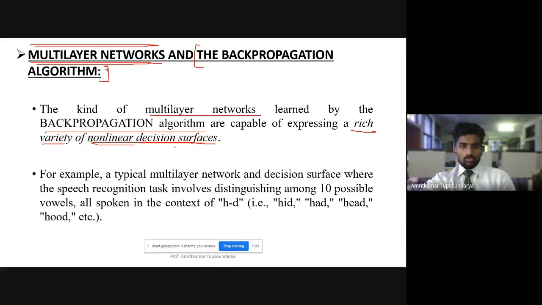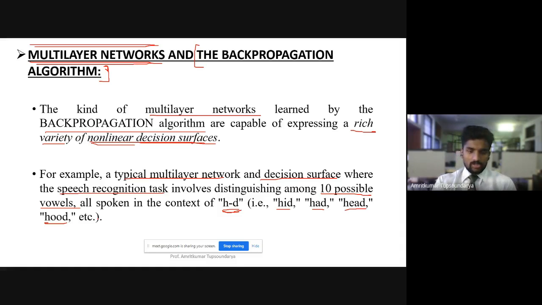We'll shortly see. Just to give you an example, let's say we have a typical multi-layer network and a decision surface where the speech recognition task involves distinguishing among 10 possible vowels, right? So let's say we have a problem to recognize the speech of vowels. Let's say we have a spoken context of h underscore d, and this underscore can be replaced with any other vowel, and then how it can be pronounced, right? So the examples can be hid or had, or it can be head, or it can be who'd, or more examples, right?